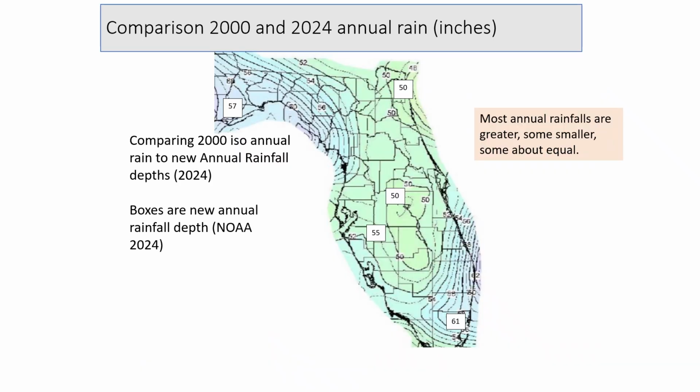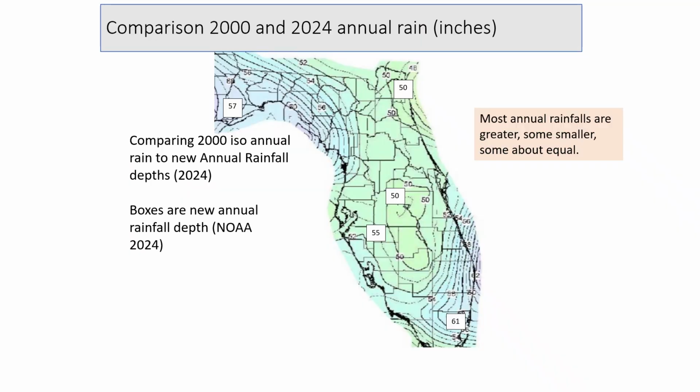Here, we're examining a comparison of annual rainfall depths between 2 key periods, the year 2000 and the more recent 2024 data. The values displayed, such as 57, 55, and 61 inches, represent the frequently utilized annual rainfall data from 2000, which was published by Harper and Baker in 2007. We are contrasting these figures with the new annual rainfall depths for 2024, which are now provided by NOAA.